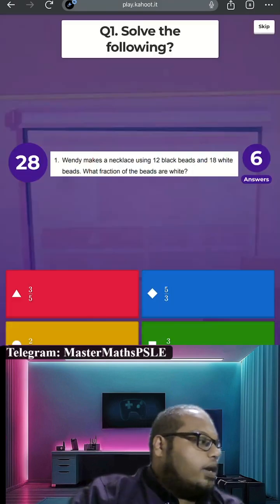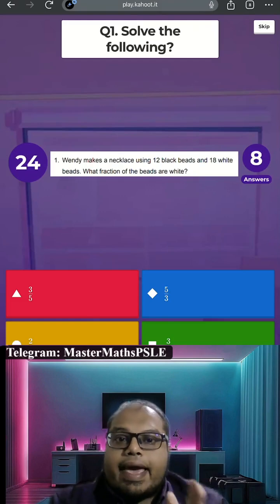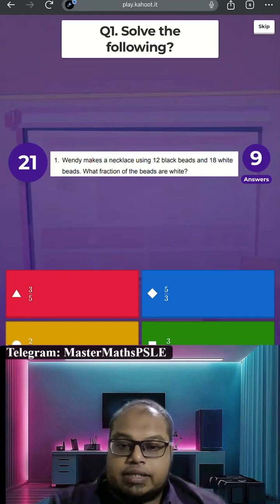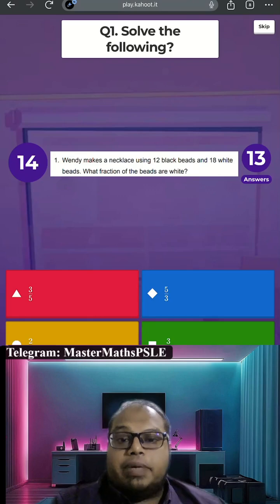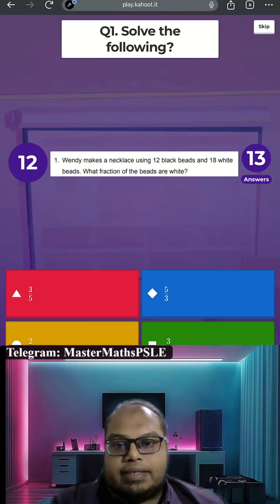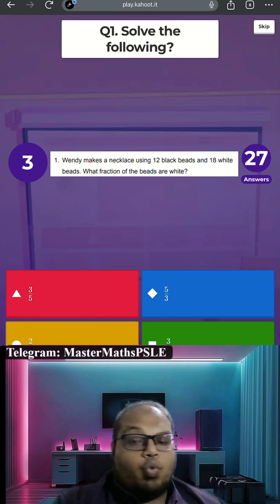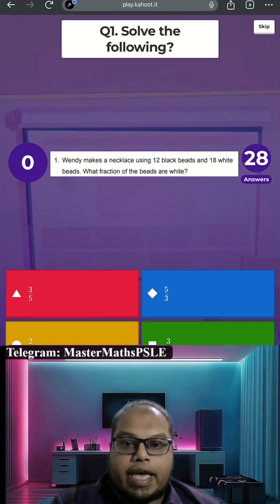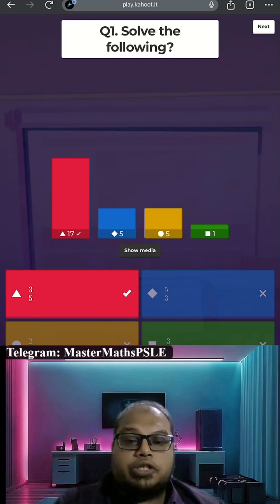Okay, question 1. Wendy makes a necklace using 12 black beads and 18 white beads. So what fraction of the beads are white? What fraction of the beads are white? What fraction of the beads are white? Yes, very good. Okay, the answer is 3 out of 5.